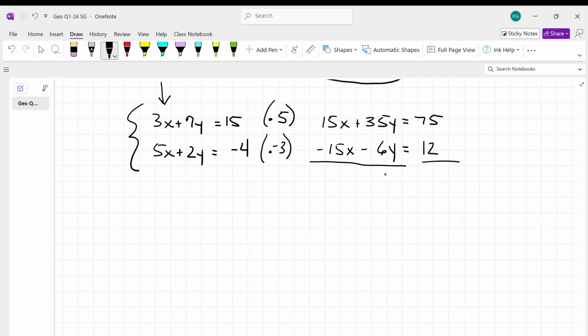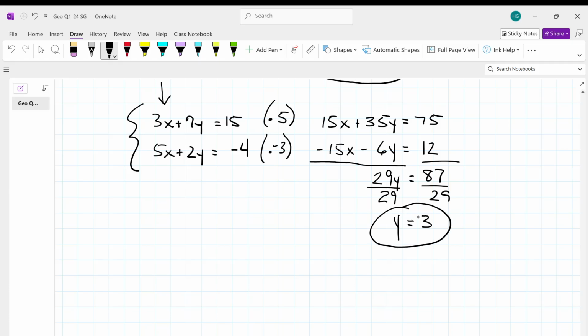35y minus 6y is 29y. And it's equal to 75 plus 12, which is 87. If I divide both sides by 29, I get a y that's equal to 3. I've got my y. I can go back to either equation now and substitute the 3 for the y.